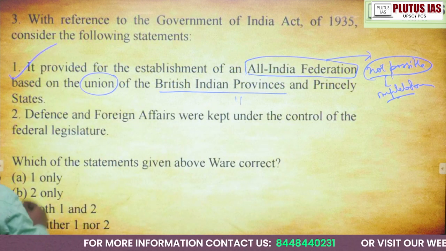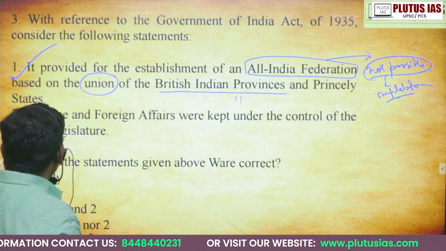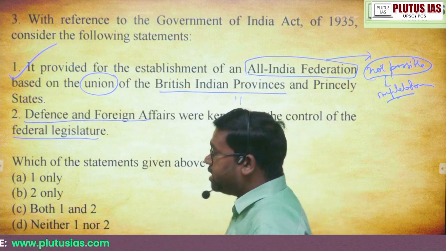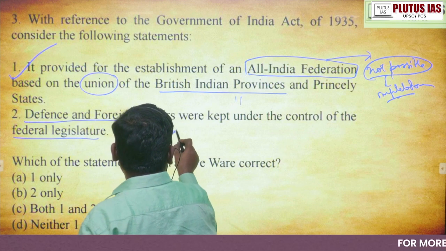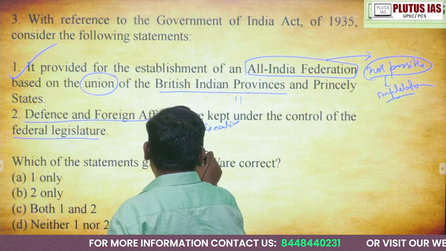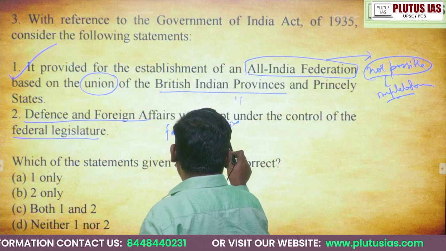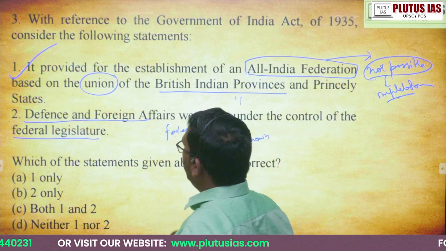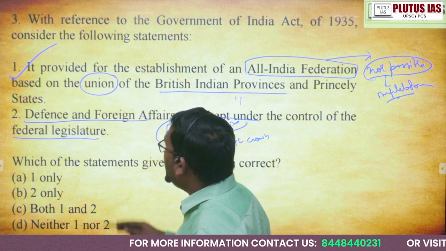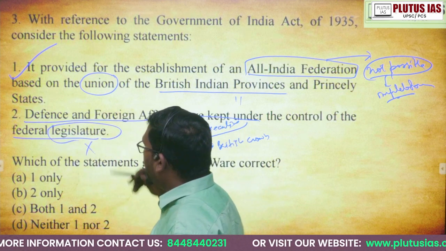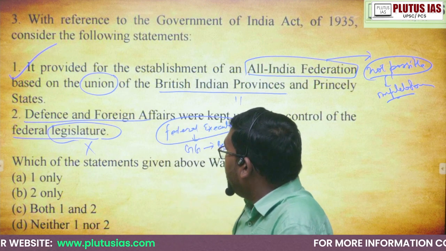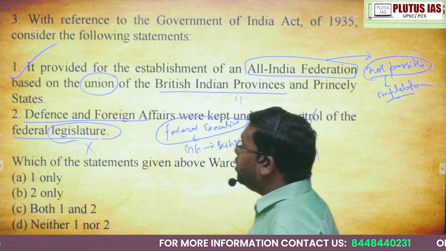The second statement says the defense and foreign affairs were kept under the control of the federal legislature. At this time, the federal executive was headed by the Governor General, who was responsible to the British Crown. Subjects like communication, defense, foreign affairs and the British Indian Army were kept under the federal executive, not under the federal legislature. The executive had all power over foreign affairs and defense. So this statement will be false for us, and only A is the answer of this question.